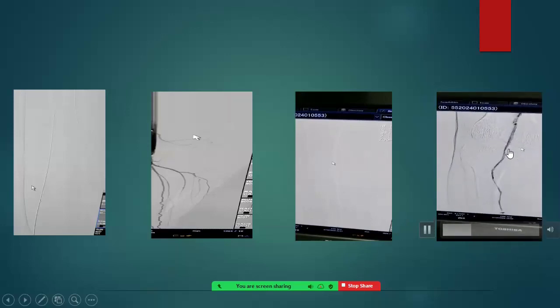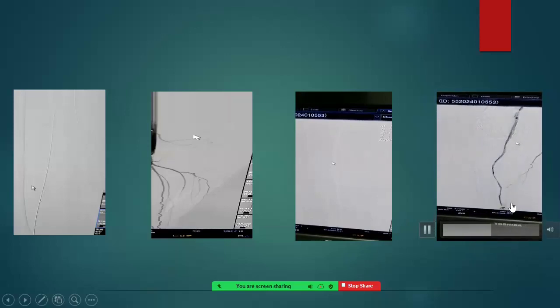Then we did the ballooning again. A little streamline flow was established. It was again blocked after some time.